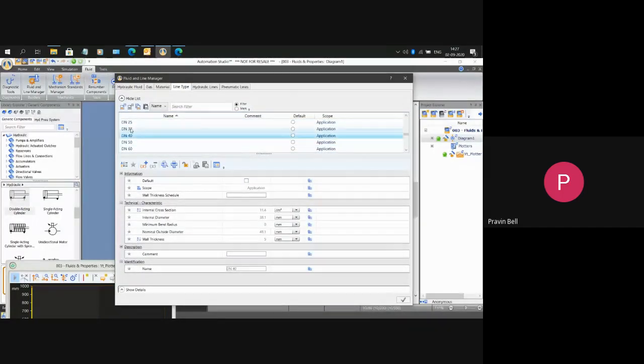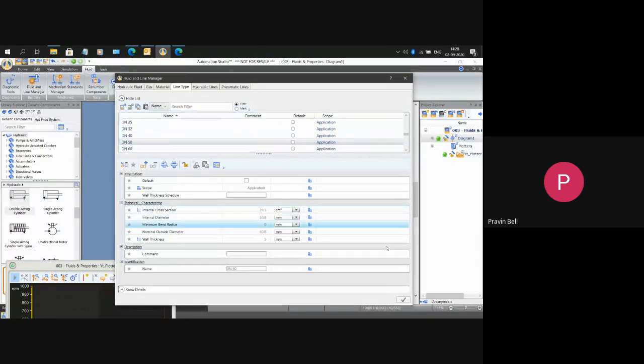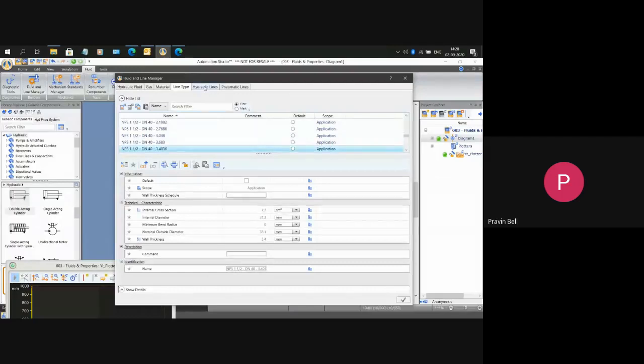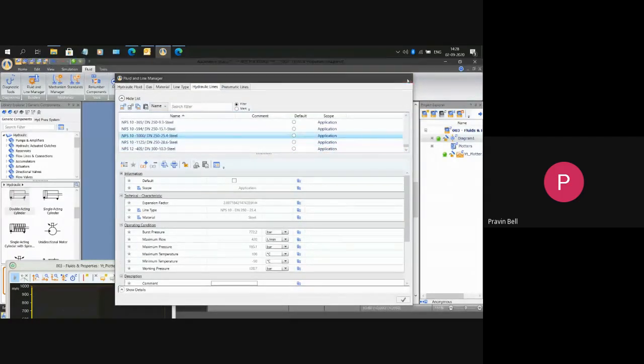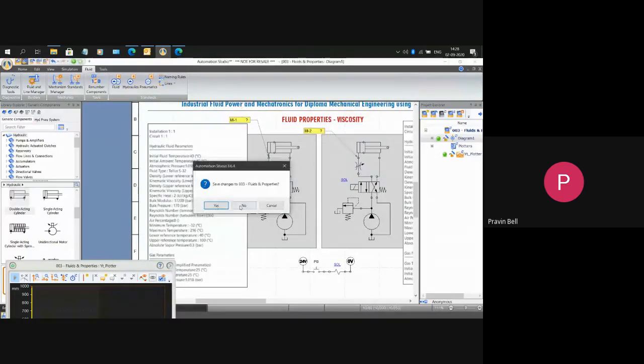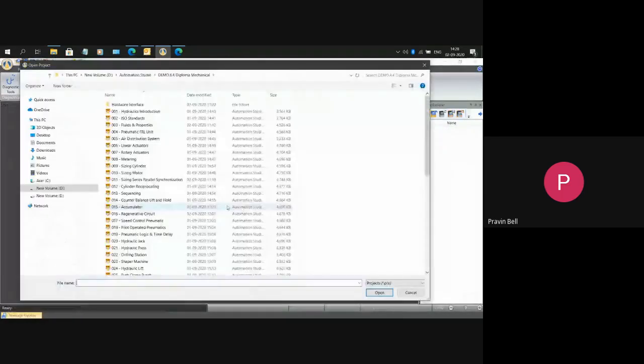In the market, there are standards for lines. For example, DN50. In DN50, the cross-sectional area will be this much. All these are specified by the industry here. So anyone wanting to do a study of these lines which are used in industry, so that is also available in Automation Studio. Okay. So this was viscosity of fluids and the effect of fluids on this thing.